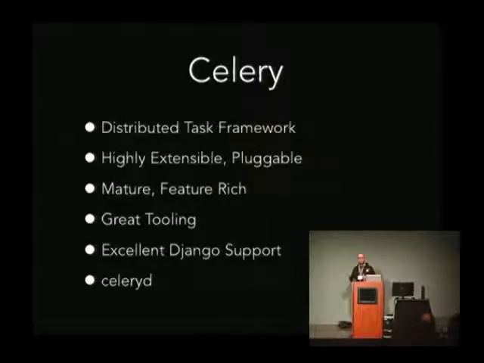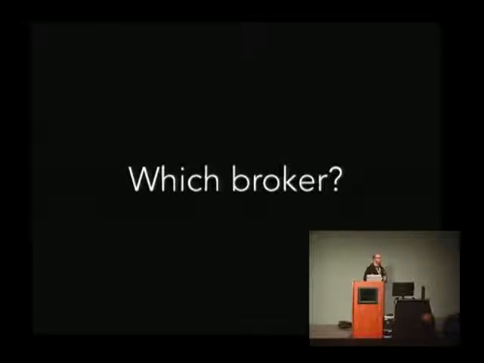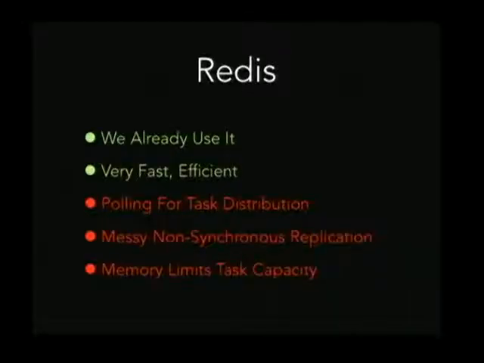But the first question you have when you start using Celery is which broker you're going to use to buffer your tasks and distribute them out to your workers. So we looked at what we had and what was out there, and we came up with three candidates. The first one is Redis. We already used it. We had experience with it. It was very fast and efficient. But unfortunately, it's polling based. It does have a pub/sub system, but it still depends on polling after the fact, especially with a busy worker.